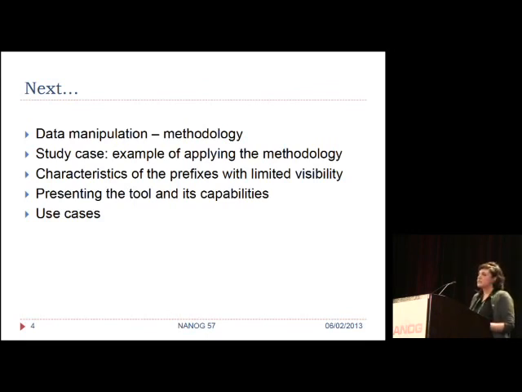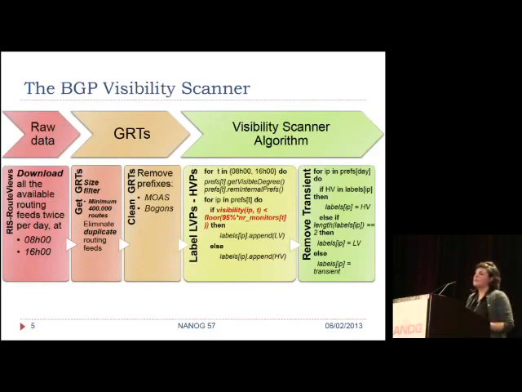And also, this tool has been available for 3 months now. So we have been able to talk with a few network operators, and we have a few use cases. I'm going to present them to you, and I'm going to show you what happened there. So right, the BGP Visibility Scanner, just like any data analysis process, has 3 main steps. We gather the data, we clean it, and then we process it to get what we want.